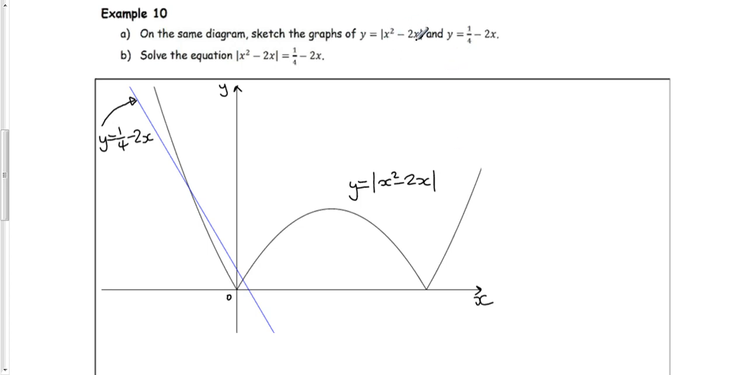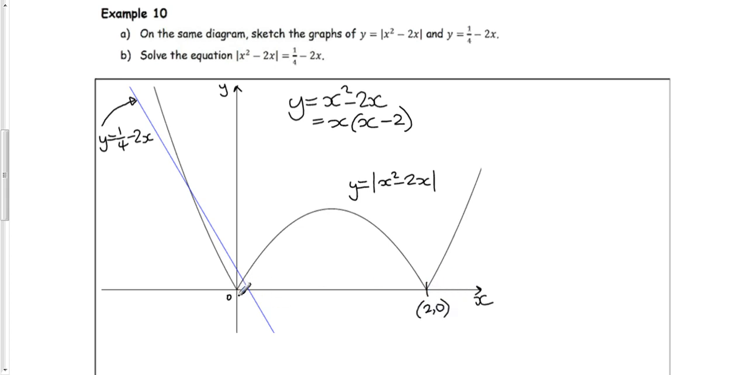Modulus of x squared minus 2x. I'd first of all think about what we would get if the mod signs were not there. Well, we'd get a normal x squared minus 2x quadratic graph. I know it's going to be a U shape because of the positive x squared. And then I'd be interested in where it crosses the x-axis. By factorizing it, I know it will cross the x-axis at 0 and 2.